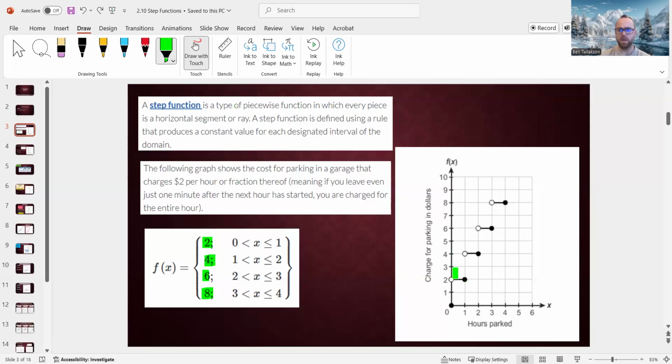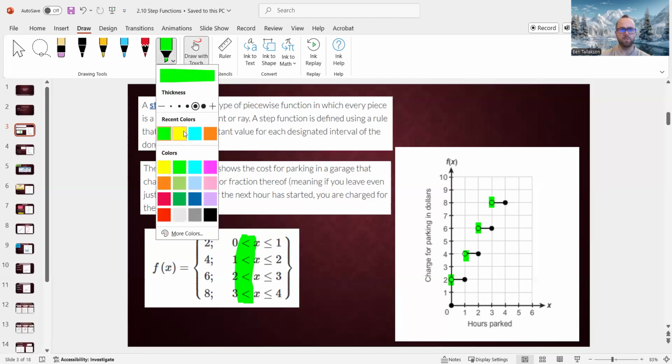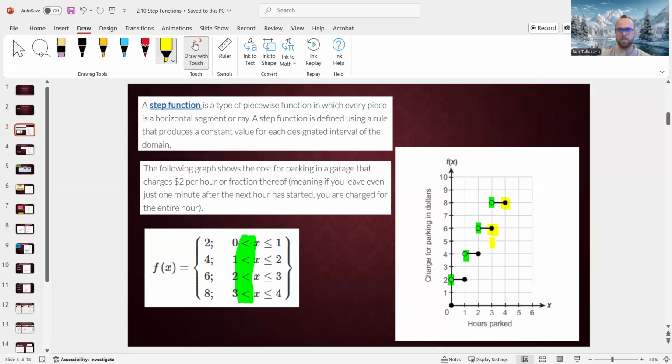Okay, some key things to point out. Open dot on the left. Let's use a green to show this here. Open dot on the left, that comes from the less than. Okay. Then when we have the solid dot on the right, well, that comes from the less than or equal to, right? And these values affect the height. So 2, 4, 6, and 8, just like we see here.